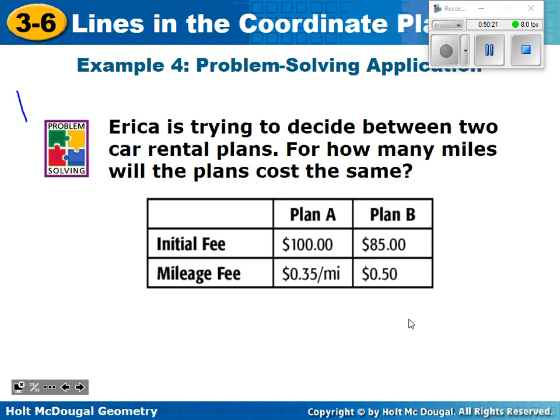Definitely. So if you like to write like I do sometimes, this is definitely on your test. Okay? Erica's trying to decide between two car rental plans. For how many miles will the plans cost the same? What has this entire section been about?